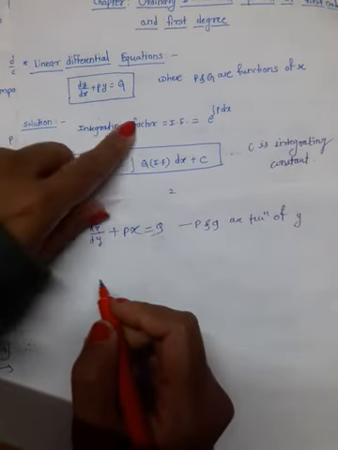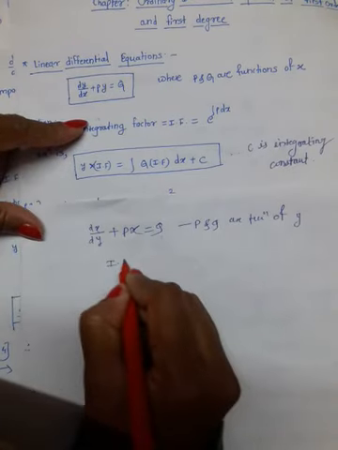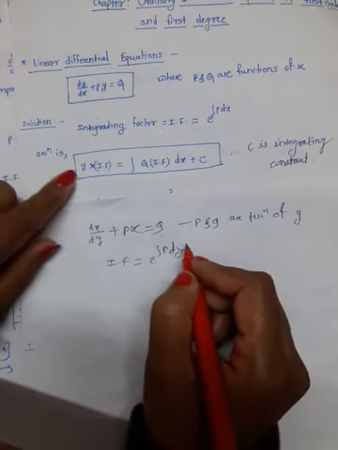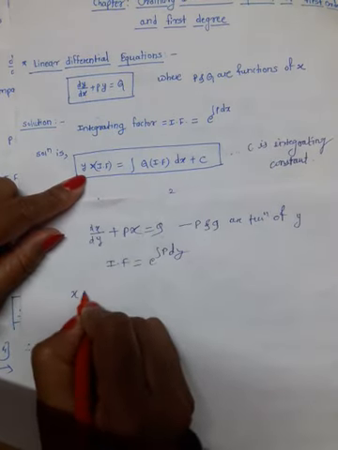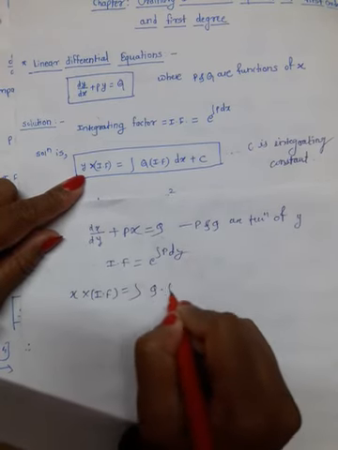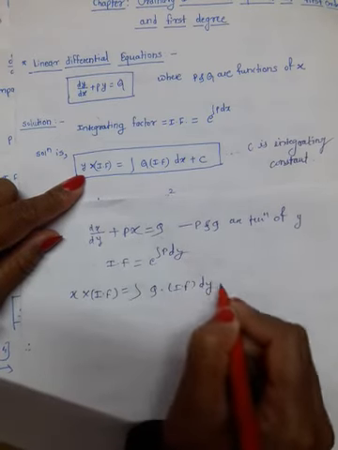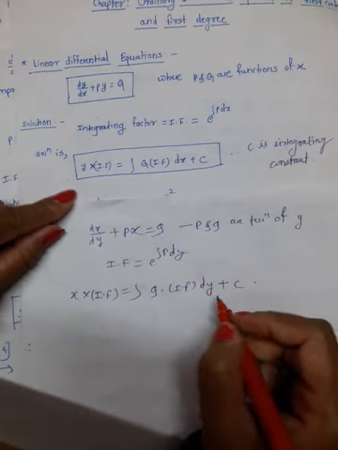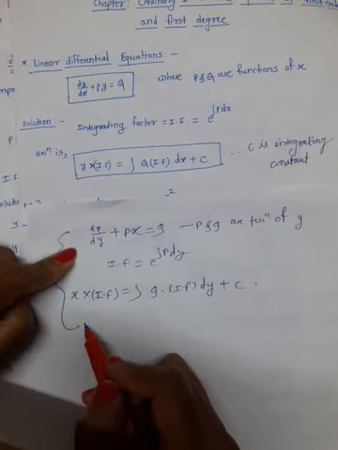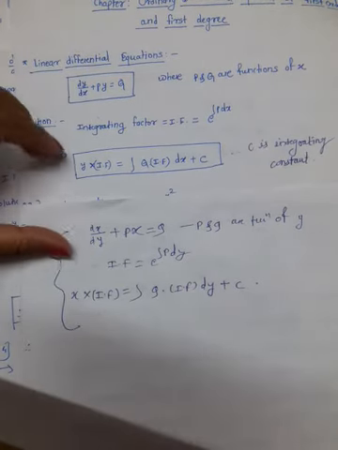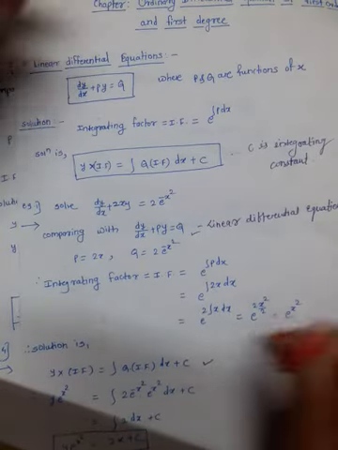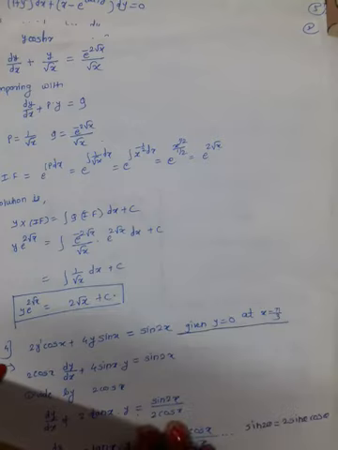Just reverse the term. Integrating factor becomes e raised to integral of p, instead of dx it is dy, and solution becomes, instead of y it is x, into integrating factor is equal to integration of q into integrating factor dy plus c. This is the other form of a linear differential equation, where in some examples we can change the variable for our convenience. Now let us see this example here.